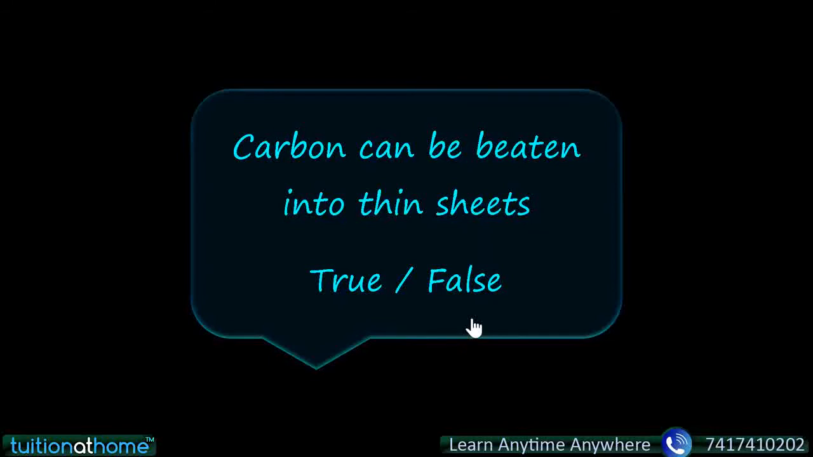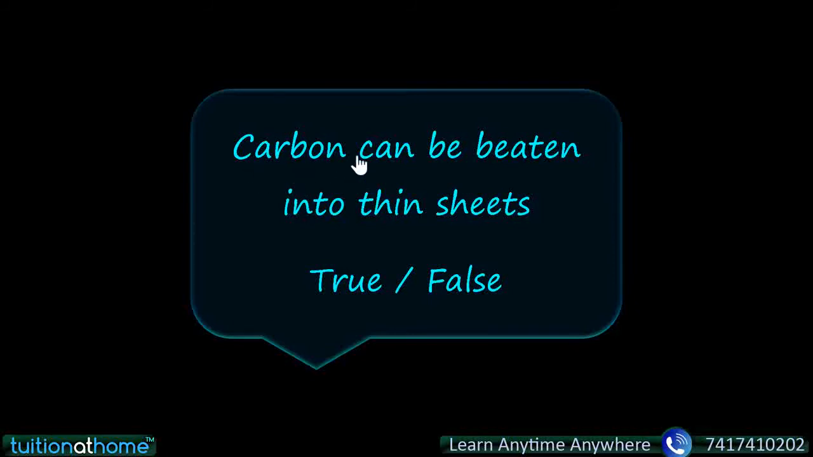Next, we have: carbon can be beaten into thin sheets. True or false? Now, can be beaten into thin sheets means they are talking about a particular property. Can you recognize that? Great. Yes, it is malleability, which means they're asking if carbon is malleable or not.